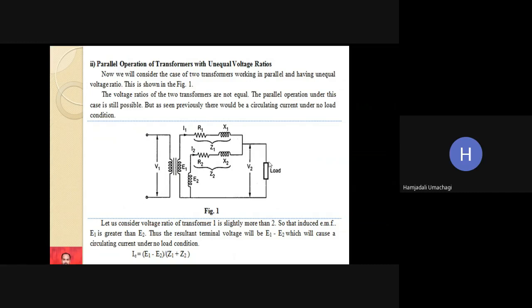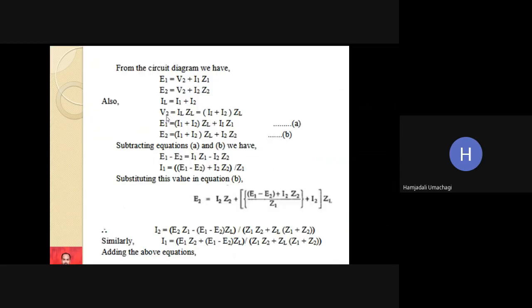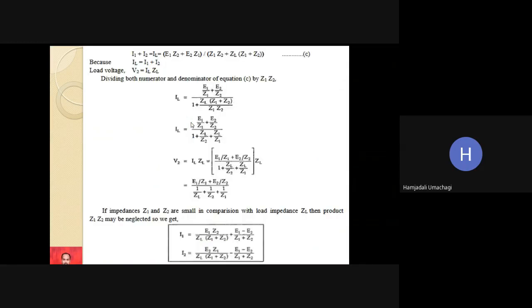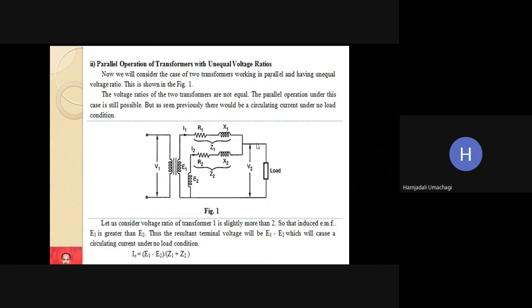Then the load terminal voltage V2 is equal to IL into ZL. In this diagram there is no notation symbol for IL, but here you should represent it as IL. The load is denoted as ZL. So V2 is nothing but the product of current into impedance. The current here will be IL, and the load you can represent as ZL. So the product of IL into ZL will be the load voltage V2. V2 is equal to IL into ZL. But we know that the IL value is I1 plus I2, so V2 is I1 plus I2 into ZL.